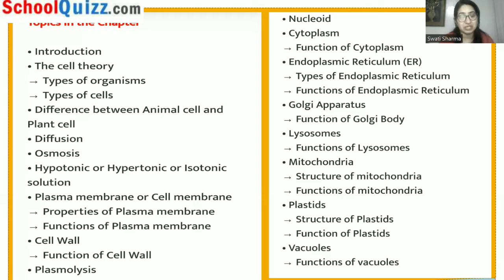Plastids, functions of plastids, structures of plastid. Because of plastids only, the process of photosynthesis takes place and the variety of different colors are found in plants and other species. Vacuoles will be seen and the functions of vacuoles. One of the major differences between plant cell and animal cells also arises in the size of vacuoles. The size of vacuole in plant cells is quite large in comparison to animal cell, where the size of the vacuole is very, very small.